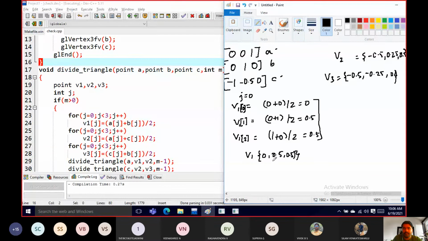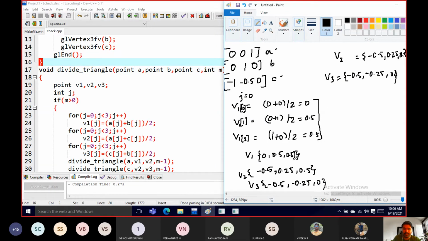So V1 is 0, 0.5, 0.5. V2 is minus 0.5, minus 0.25, then 0.5. Then V3 is minus 0.5, then minus 0.25, then 0.